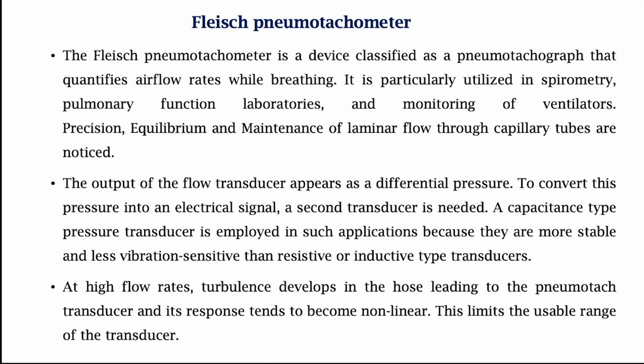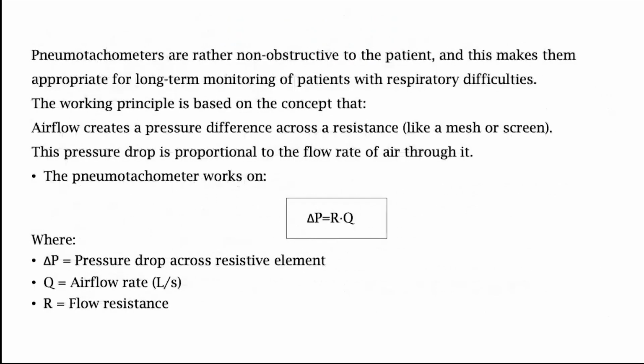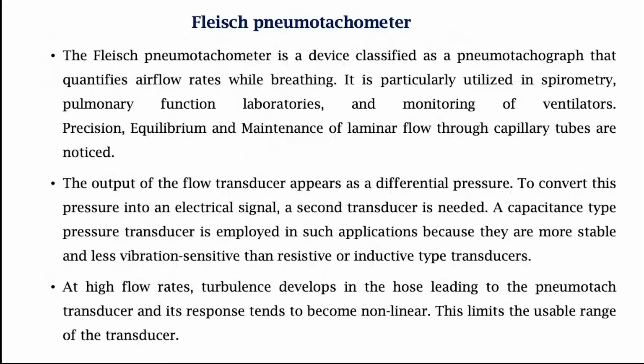The output of the flow transducer essentially appears as a difference in pressure. How am I saying this? Because delta P is R times Q, where R is the flow resistance, which you must know for your tube. How do you know this? During calibration, you will find out what that R is. This is something that you find. Q is what you are trying to measure.